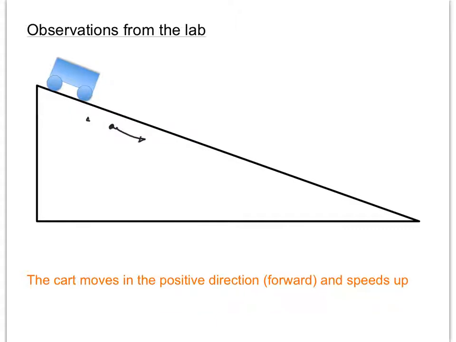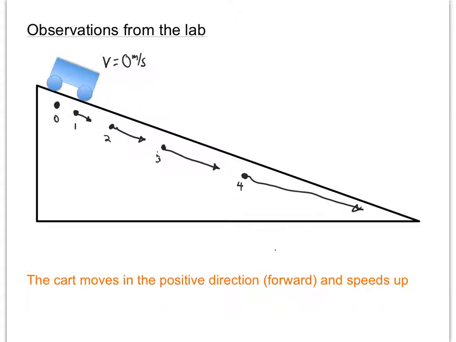Maybe another second later, at 2 seconds, it rolls faster. At 3 seconds, it rolls faster than that. And then at 4 seconds, it rolls even faster than that. Notice that each second, the cart covers more distance because it's just going faster and faster. So we know two things already. The first thing is that the cart moves in a positive direction, and it's also speeding up.